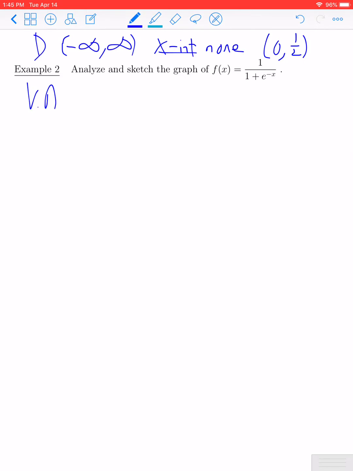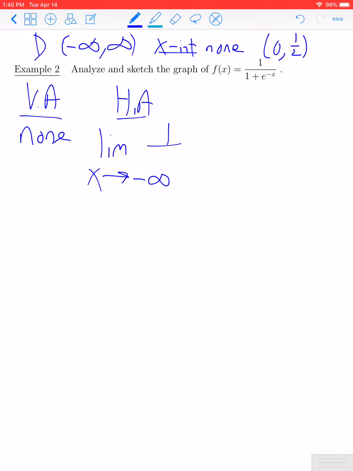We saw that there's no values that make the denominator 0, so there will be no vertical asymptotes. To find the horizontal asymptotes, this is a little bit different. This isn't a rational function, so it's not just a matter of comparing powers. We have to do something else. Technically, when we're looking for horizontal asymptotes, these are the limits at infinity. So let's investigate the limit as x approaches negative infinity of 1 divided by 1 plus e to the negative x.